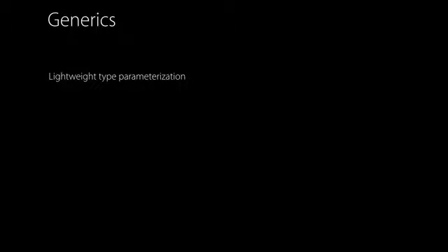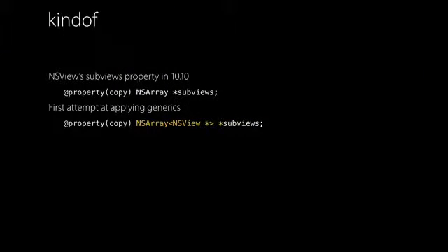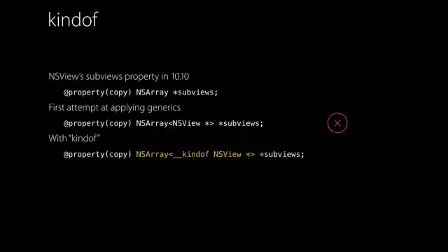Generics, as you've already heard, is lightweight type parameterization that we've added to Objective-C. Our first attempt in applying generics: subviews was changed to NSArray of NSView. So we added this kind of keyword and changed the declaration of this subviews property to be NSArray of kind of NSViews. It's OK for the caller to be able to access the elements of this array as instances of the specified class or instances of a subclass as well.